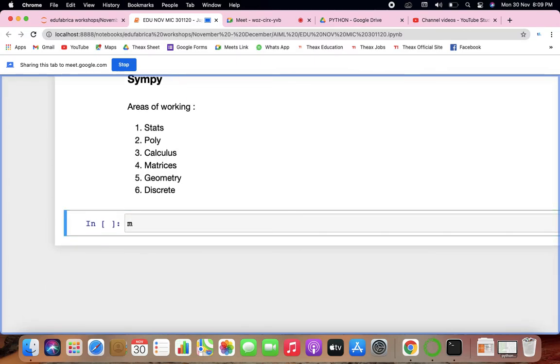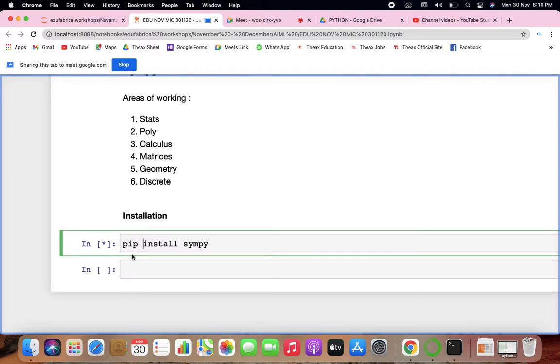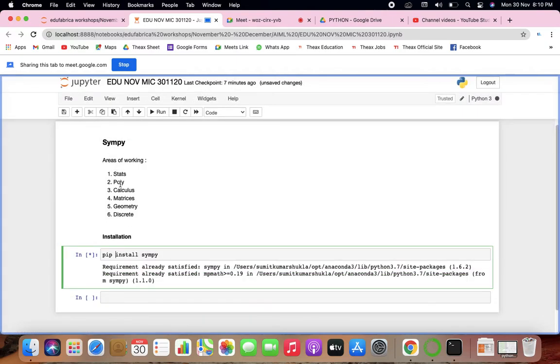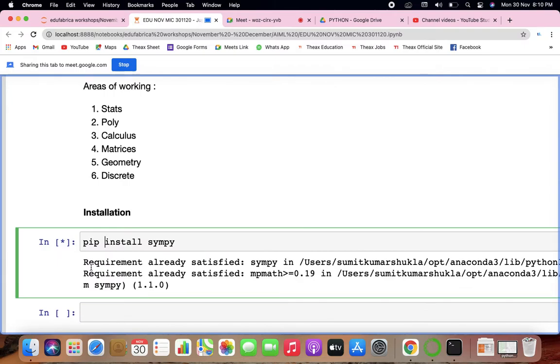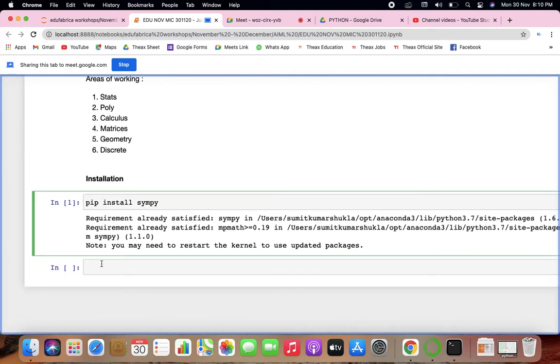Now, the installation part is something like this: if you are using Windows and not using Anaconda, you can write pip install in your command. Simply, that's it. And if you have already installed it, you need not write this inside the code; you'll find the requirement already satisfied because I have it installed. If you are using Anaconda, it automatically comes with the libraries. All right, so that is the installation part, right?